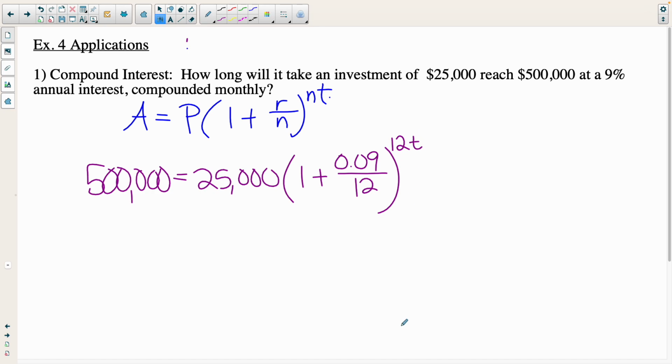Okay, so we're going to do the exact same thing. We don't have a base of e, so we're not going to use natural log. So first what we want to do is we're going to isolate, because this is our base, right? This is the only thing that's being raised. So first thing we want to do is divide both sides by 25,000.